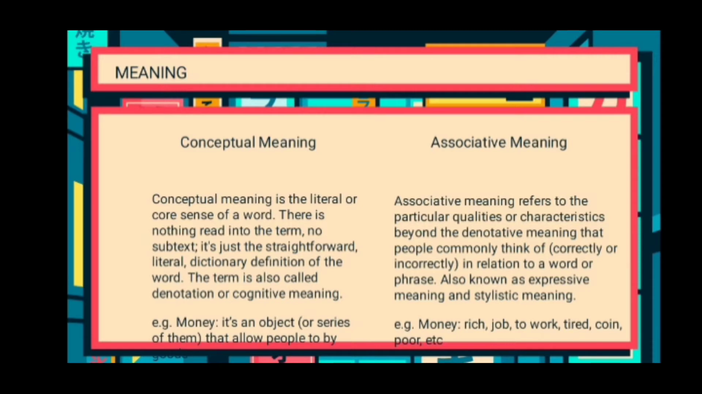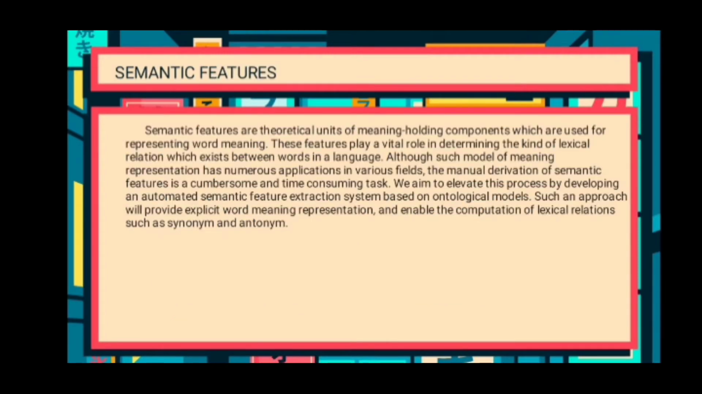Second, associative meaning. Associative meaning refers to the particular qualities or characteristics beyond the denotative meaning that people commonly think of, correctly or incorrectly, in relation to a word or phrase, also known as expressive meaning and stylistic meaning. Example, money: rich, job, to work, tired, coin, poor, and so on.